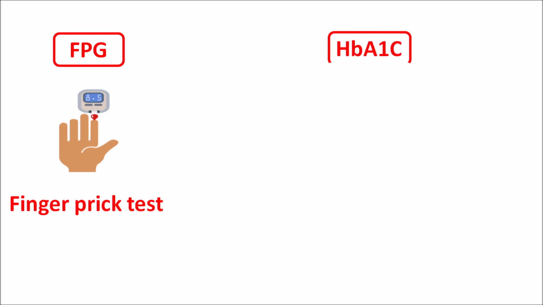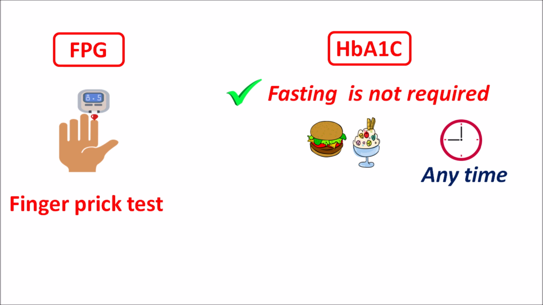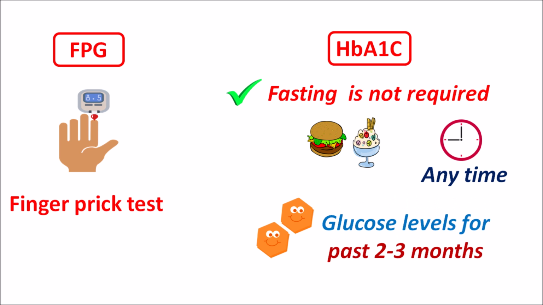But in case of HbA1c, these conditions are not required. So in case of HbA1c, fasting is not required. Food intake will not influence the HbA1c values. Similarly, it can be done at any time. So not only in the morning, at any time of the day, the HbA1c test can be done. And this test is not influenced by the fluctuations of glucose levels within the day because HbA1c gives the average glucose levels for the past 2 to 3 months.